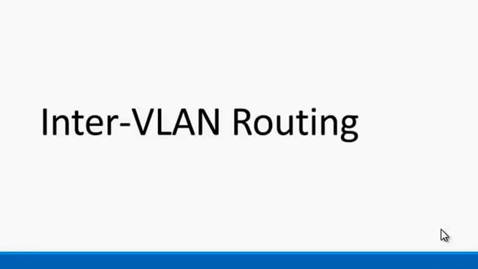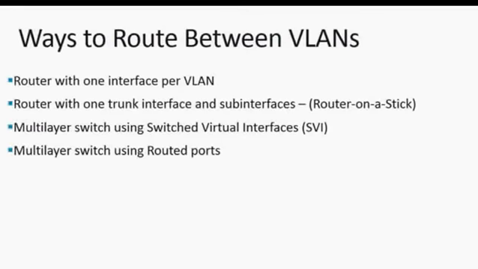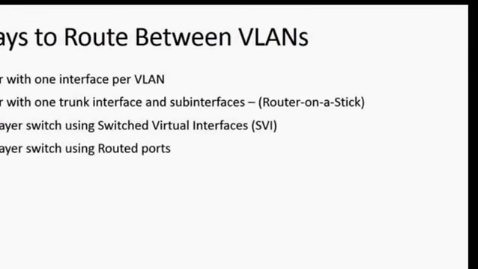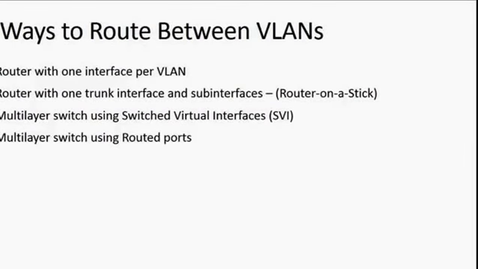There are multiple ways to do it. We can configure a router and use one interface per VLAN on the router. And I've got a picture of this in a second. We can use a router with one trunk interface and sub-interfaces, what we refer to as router on a stick, or we can use a multi-layer switch. And we can do one of two things. We can configure routed ports on the multi-layer switch, or we can configure switch virtual interfaces.